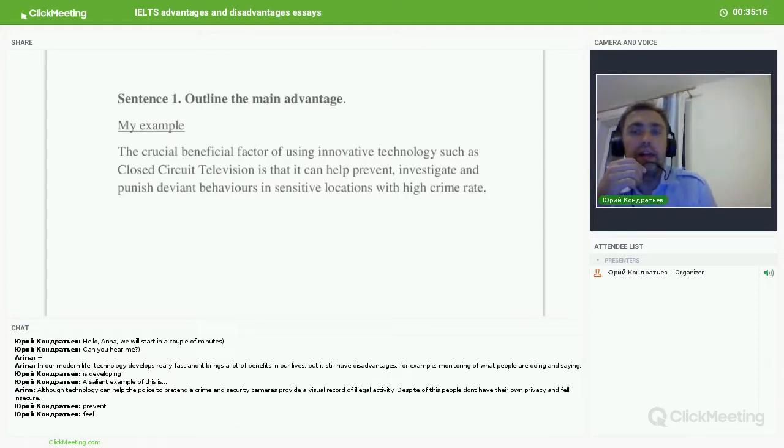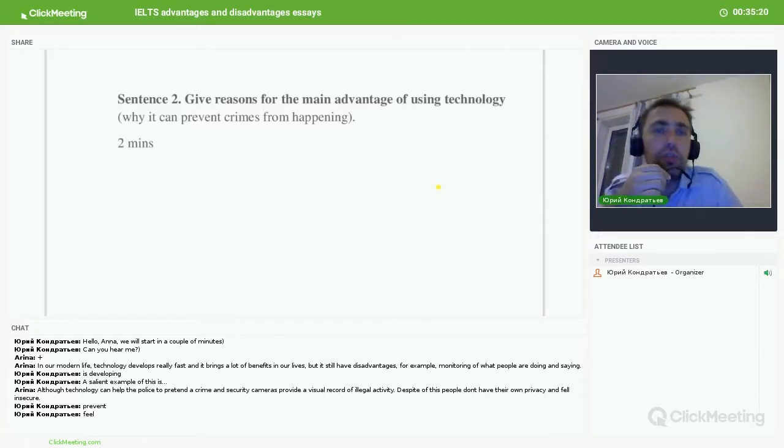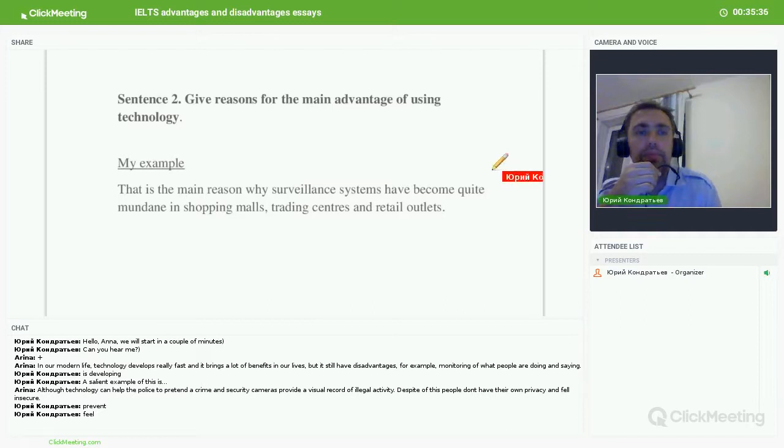The next thing I have to do is to give reasons for the main advantage of using technology, why it can prevent crimes from happening. If you can also put your sentences in the chat, then we'll discuss them. So here's my example. That is the main reason why surveillance systems have become quite mundane in shopping malls, trading centers, and retail outlets. You can see I developed on them.